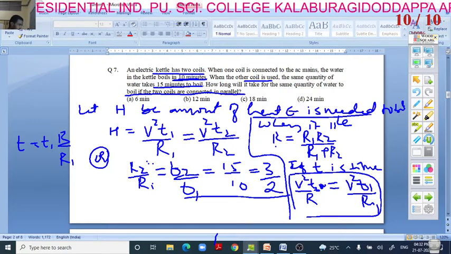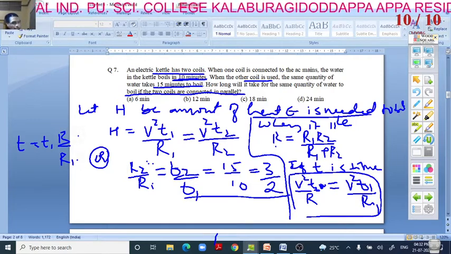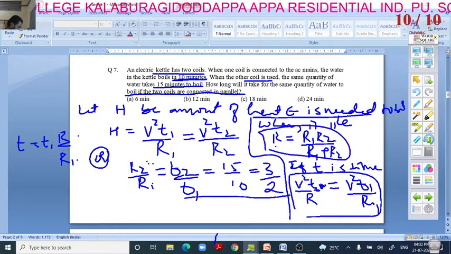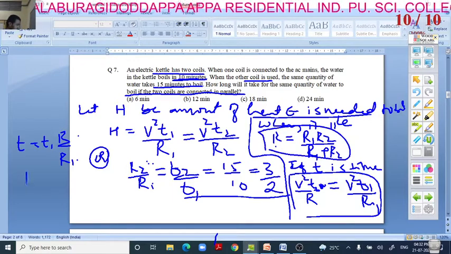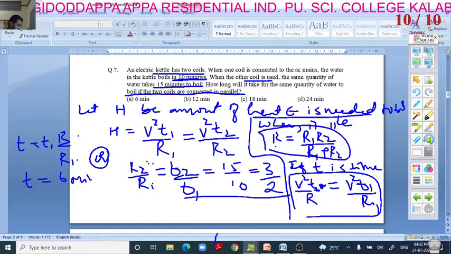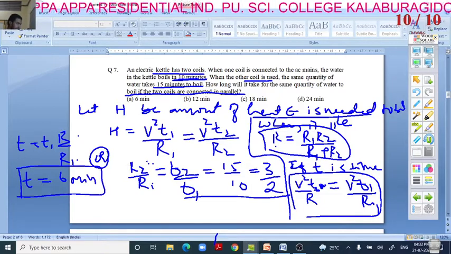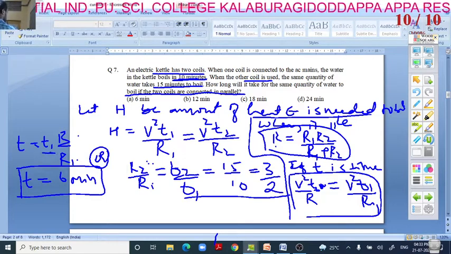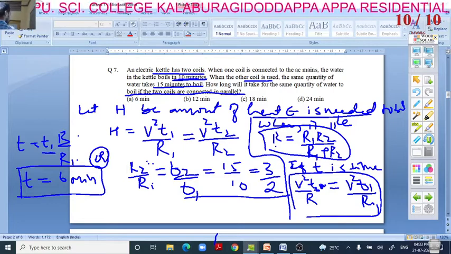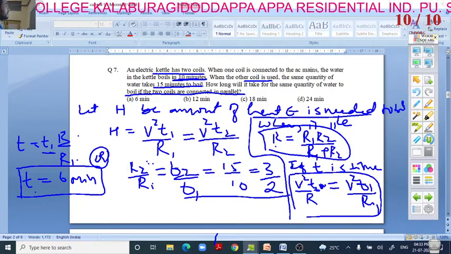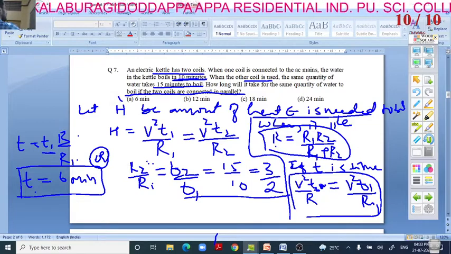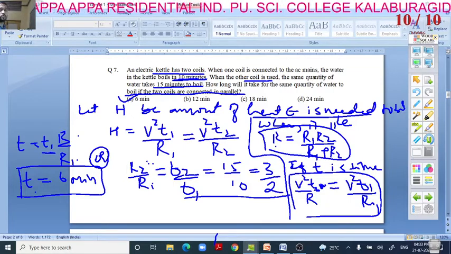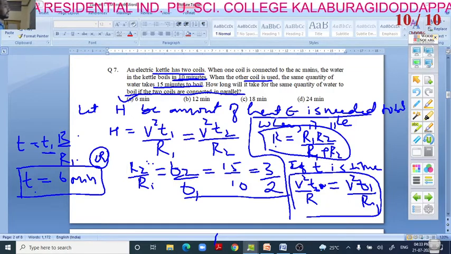So substitute the value of R and R1. Here we have the value of R, right? Use that value and simplify it. So finally we will get 6 minutes, right? You try it. T also we have here, T1 also we have. So just use the values, cancel the terms and simplify it. T is equal to 6 minutes we will get, right? So by connecting both the coils in parallel, the water will start boiling in 6 minutes, right?